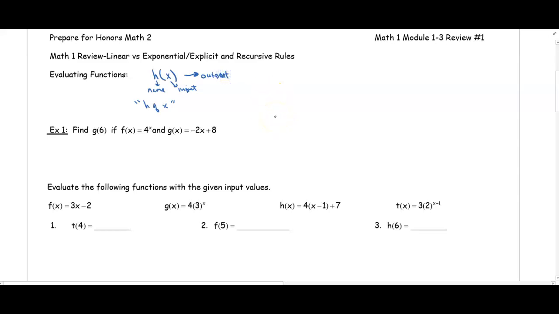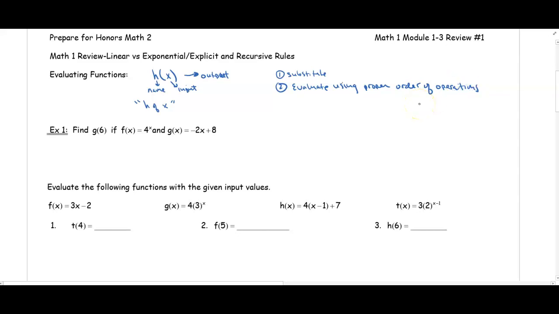Whenever we evaluate a function, the first thing we do is substitute the value of the variable, and once we substitute the value of the variable, we evaluate it using proper order of operations, okay?